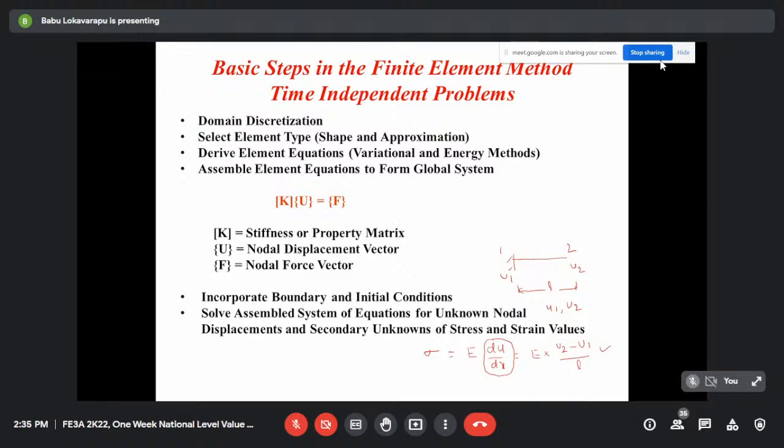Okay. So there are two matrices here. One is the B matrix, that is nothing but the strain displacement relation matrix. Another matrix is the D matrix.